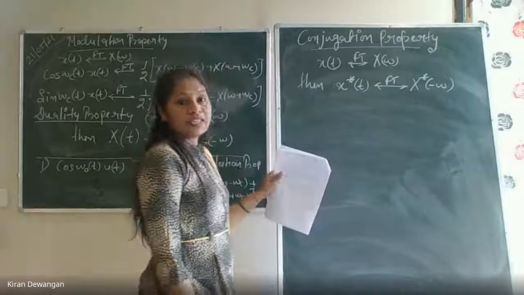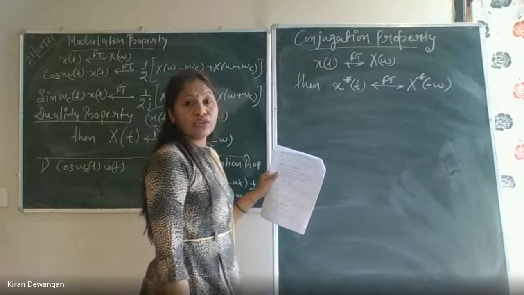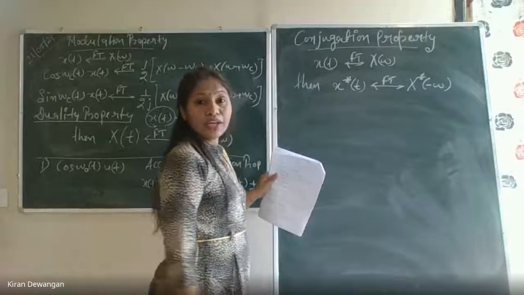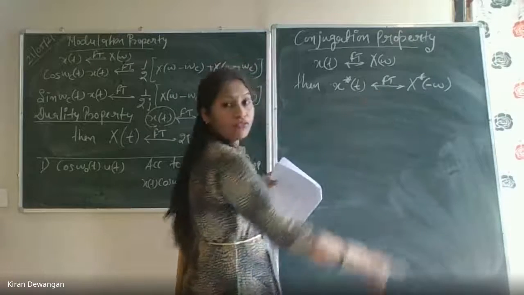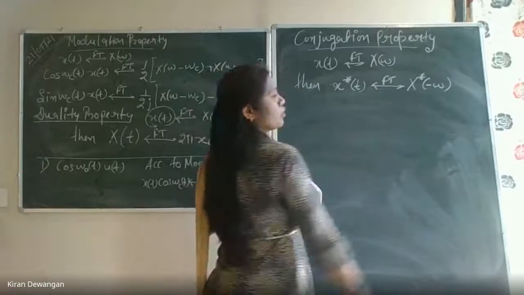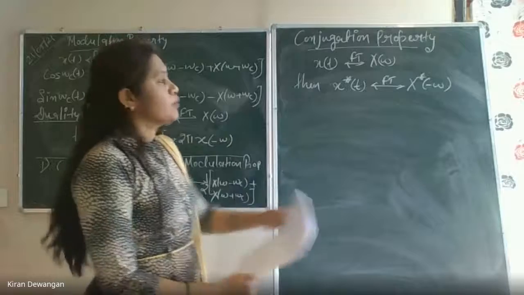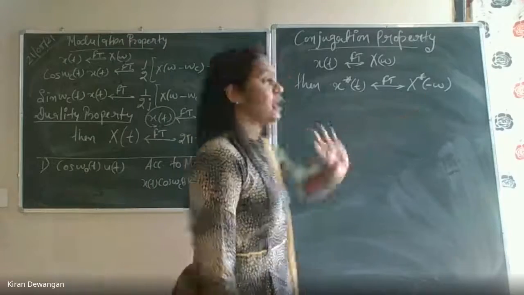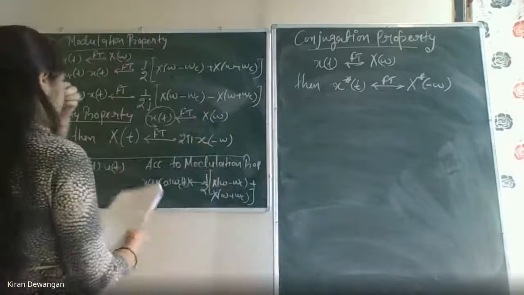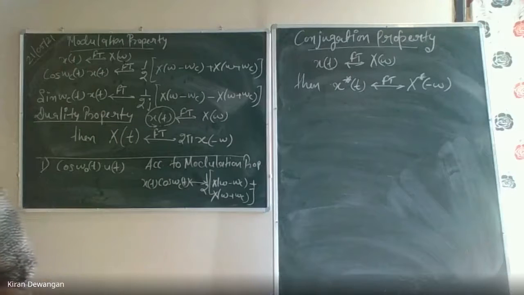Okay, if x(t) is having a Fourier transform X(omega), then if we take the conjugate of x(t), it will have Fourier transform capital X conjugate of minus omega. That will not be directly omega, that will be minus omega. So that is the conjugation property. Now let's go back to the numerical again.